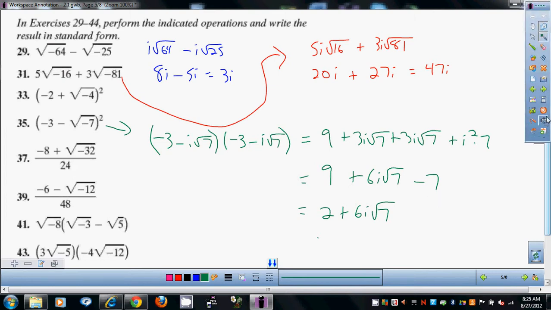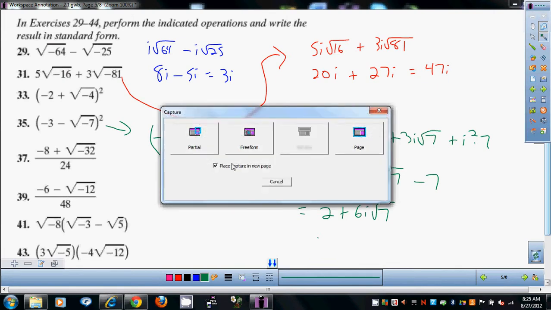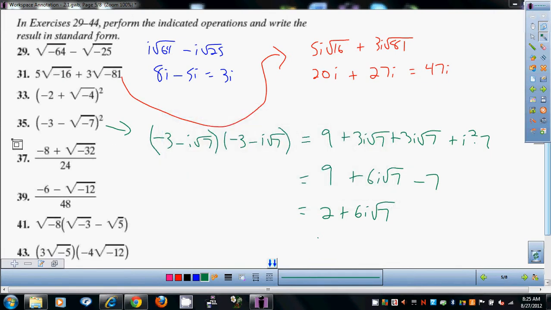Alright. Let me take these other 4 elsewhere so we'll have more room to work them. Good news is there's only 2 more slides after this one. Yay! Yay!